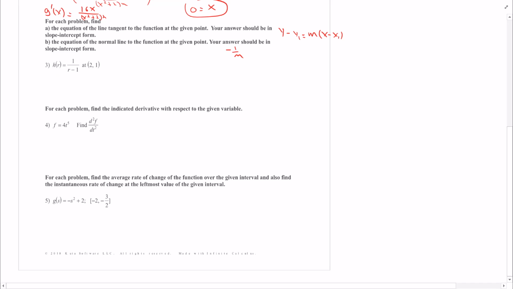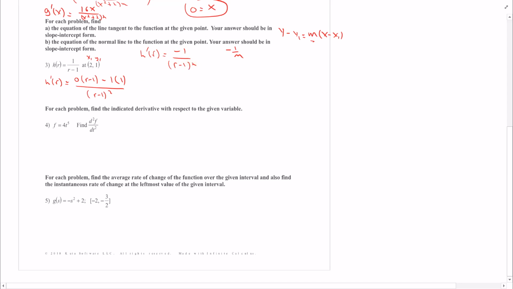So again, we're given x1, y1. We need m, right? We need this m, which is going to be the derivative. So h prime of r is going to be, again, we have a quotient rule here. This one's kind of unfriendly, but it's going to be 0 minus the derivative of 1 is 0, minus the derivative of this is 1 over this squared. And clean that up, we're going to get negative 1 over r minus 1 squared.